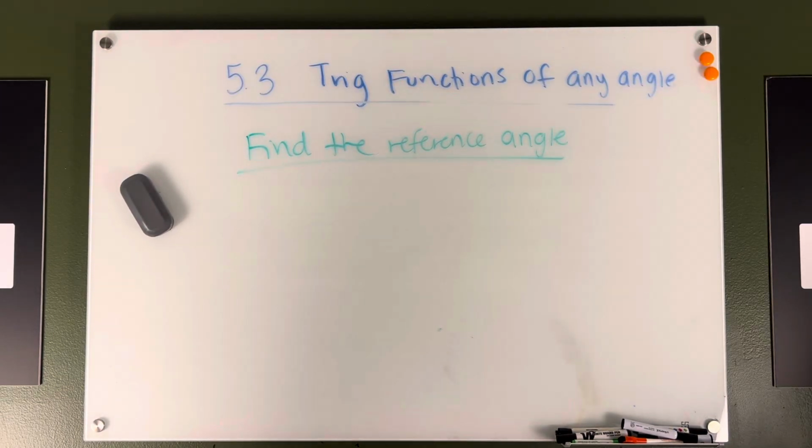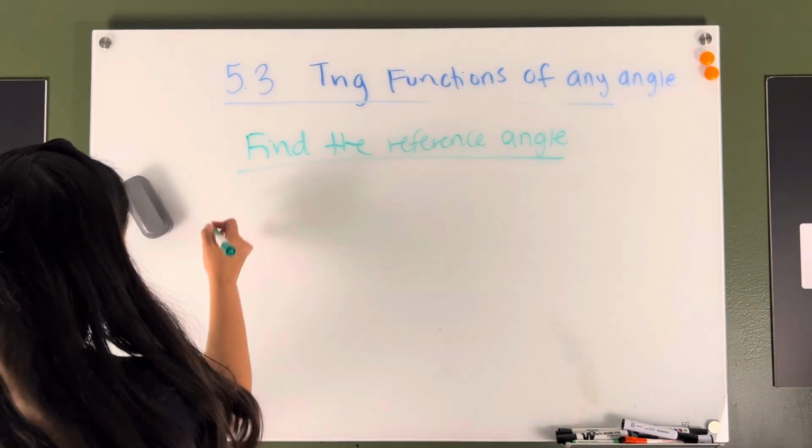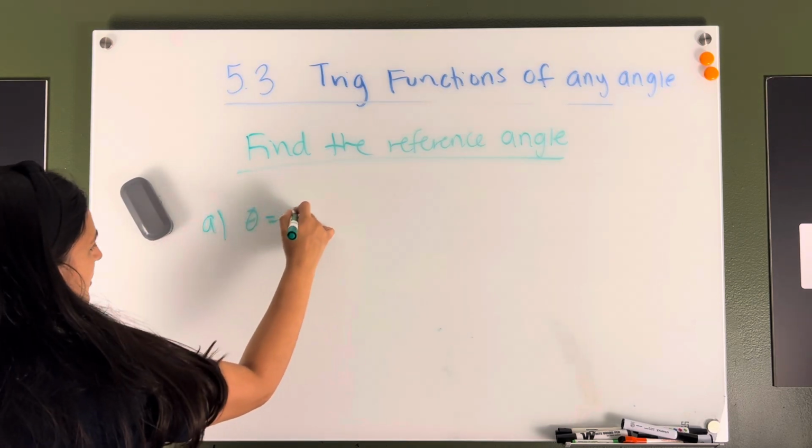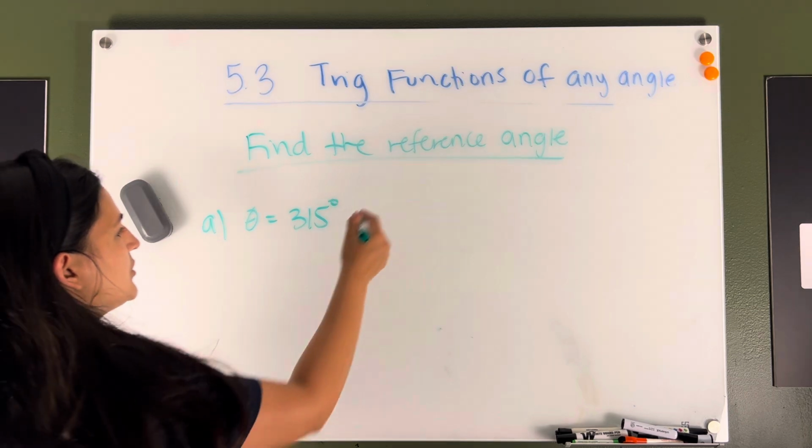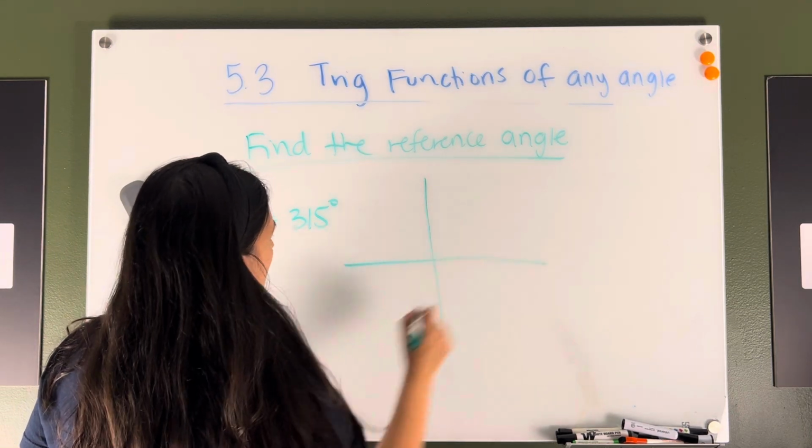Okay, so now we're going to find the reference angle. For part A, we have theta is 315 degrees. Now you don't have to draw the whole unit circle. You just need to know which quadrant 315 degrees is in.